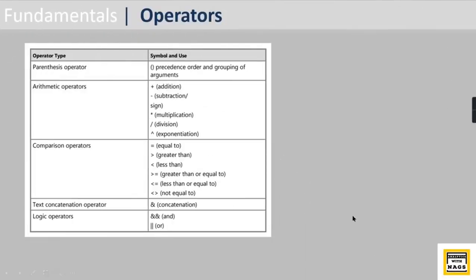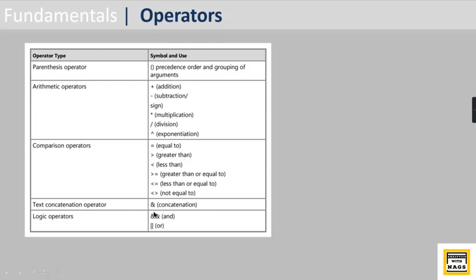Operators, those who are from a programming background may be aware of what the main purpose of operators is. You want to do some calculations, addition, subtraction, or any other arithmetic operation or comparison, right? You need to go for these kinds of operators. These are the different operators supported in DAX: arithmetic operators, comparison operators, text concatenation.